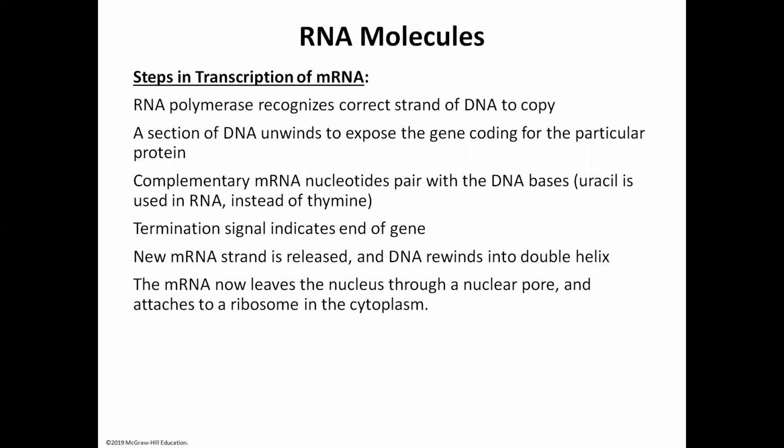All right, so when we think about transcription, we're using that RNA polymerase to recognize that strand of DNA. Because remember, we're looking for one gene to make this one protein. So we don't need to copy the whole piece of DNA. We just have to copy this one little spot. That's the one spot we're transcribing. And so it's a section of DNA that's going to unwind and expose that template that we need for the coding. Then what's going to happen is those complementary nucleotides actually pair with the DNA bases. So instead of having thymine like we did for DNA, we actually use uracil.